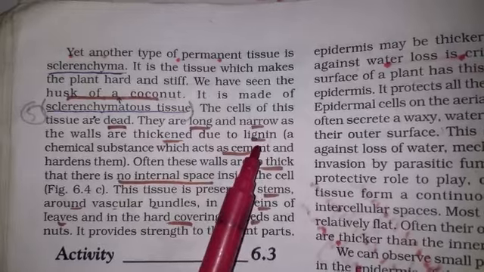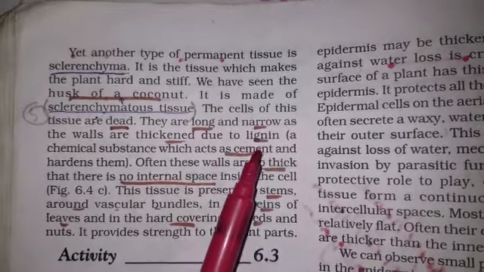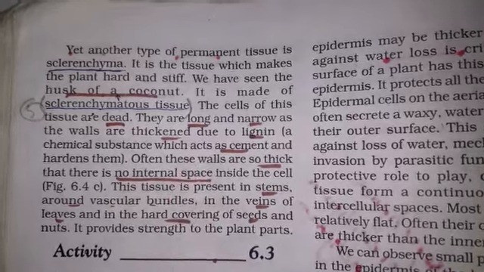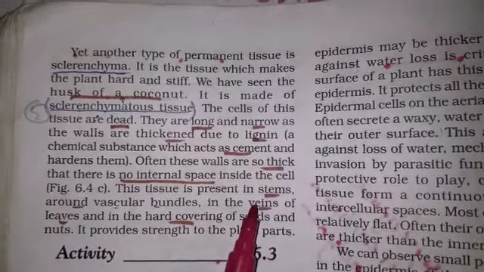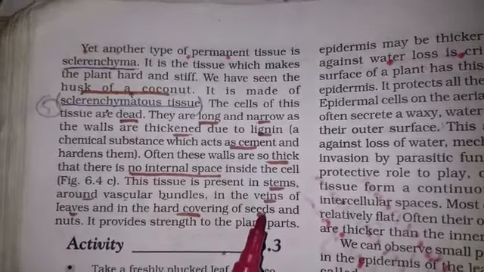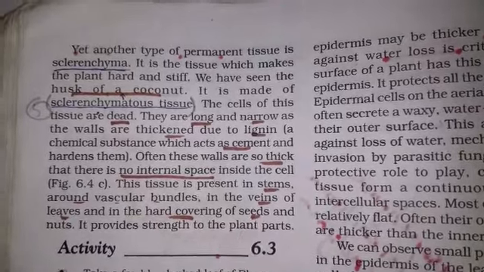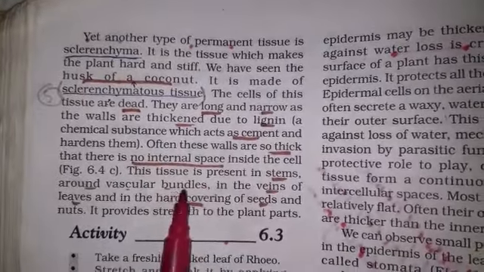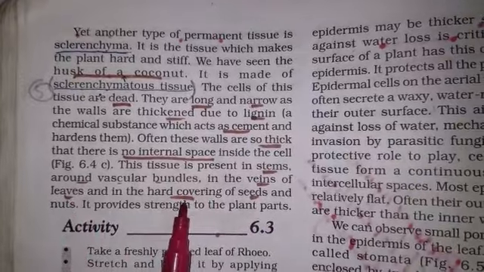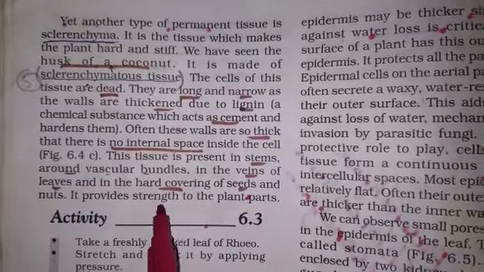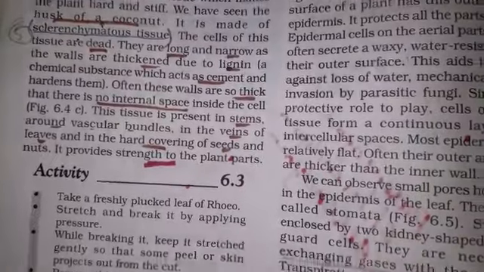Lignin is a chemical substance which acts as a cement and hardens the cells. Sometimes there are internal spaces also. Most of the time these tissues are found in the stem and around the vascular bundles. See here, around the vascular bundles, in the veins of the leaves, and in the hard covering of the seeds also, which gives strength to the plants.